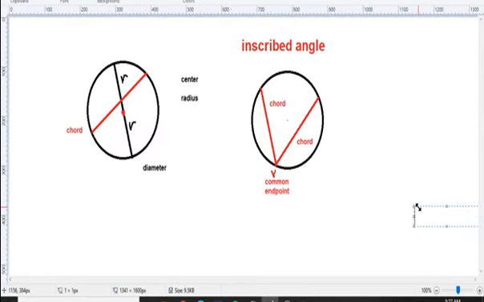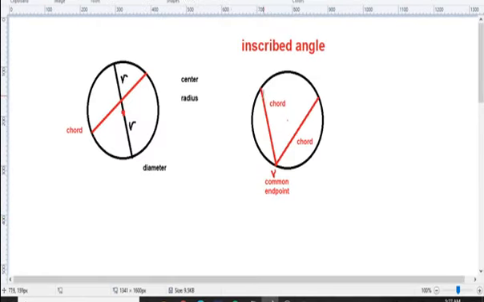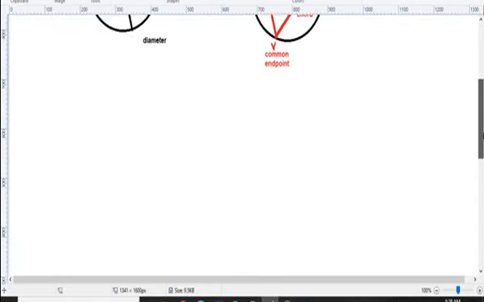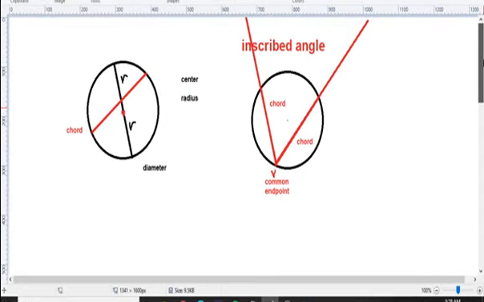Technically, an angle consists of two rays. So basically, it's the same angle. If you extend these chords in all directions, it would still be the same angle, right? So that's an inscribed angle. This is an angle whose vertex is a point on the circle, and whose sides are chords of the circle.